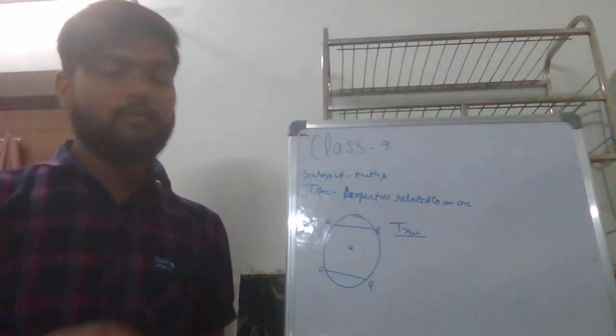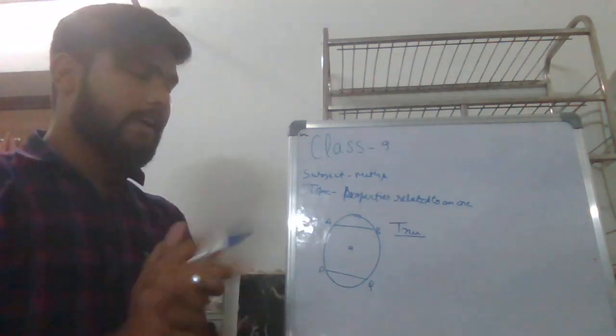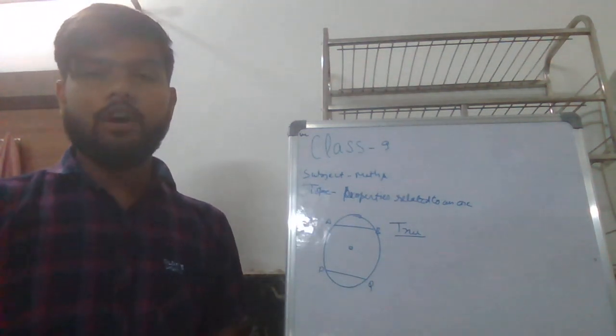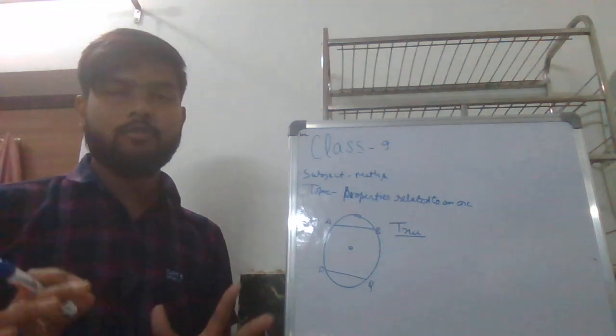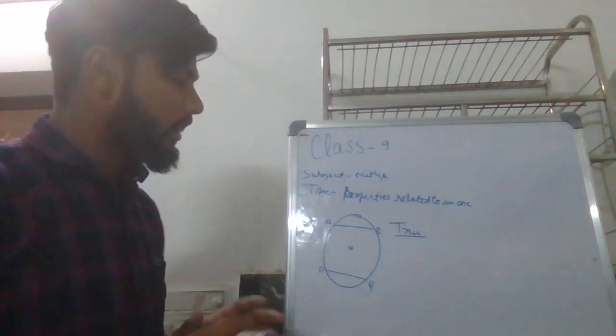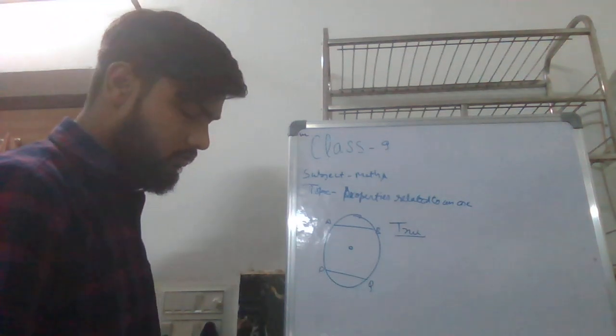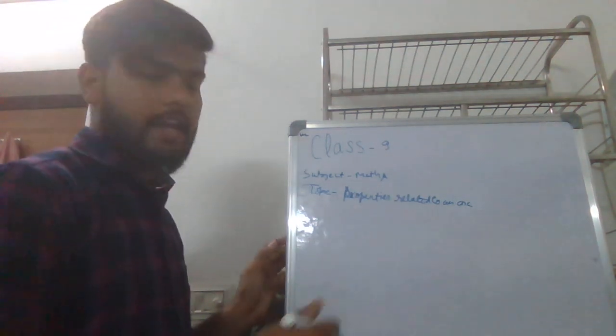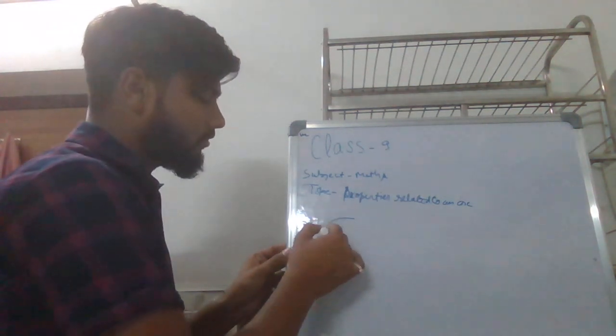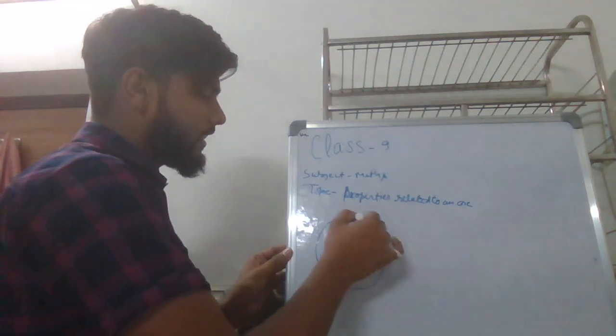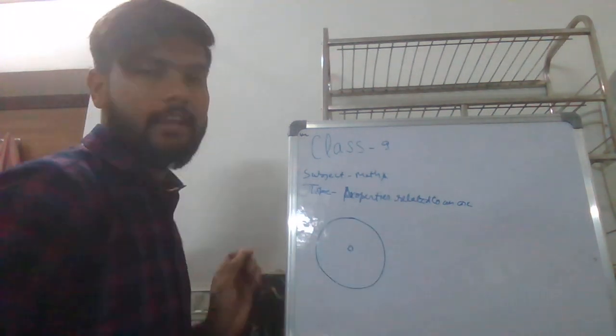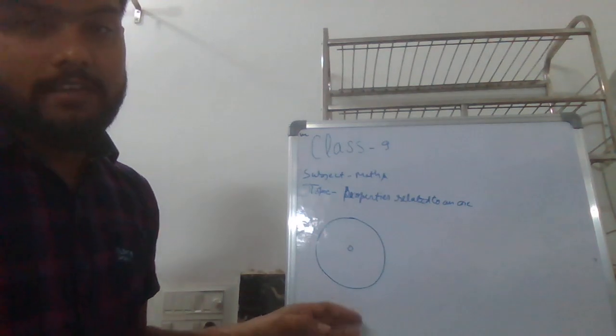So we will do a construction. First, what do we have to do? First we have to draw a circle with center O, like this. So I will draw a circle with center O. Okay, so I have drawn a circle with center O.